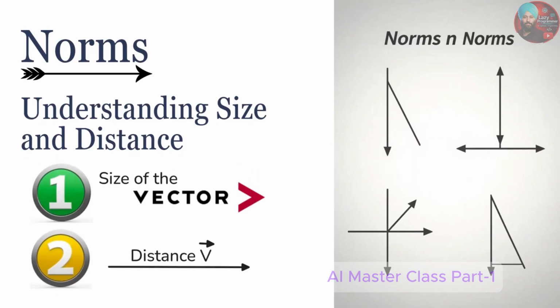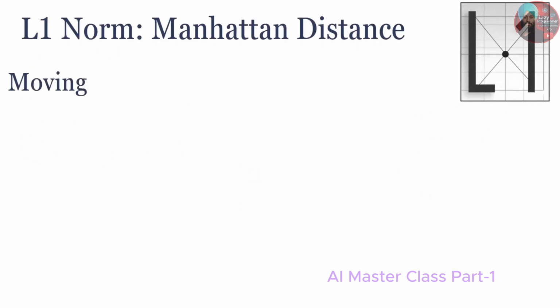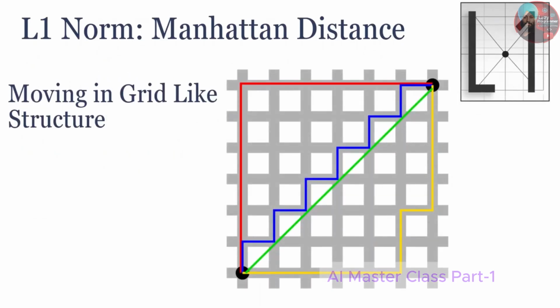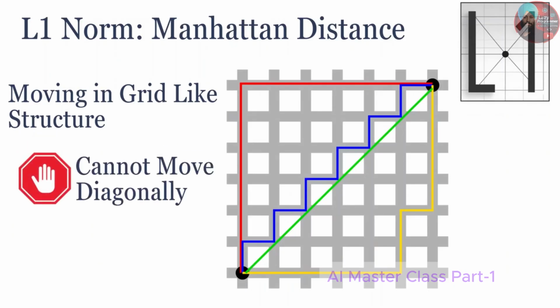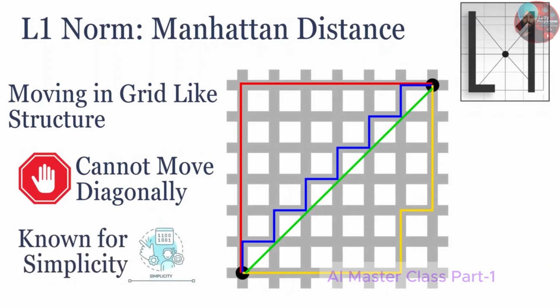Let us start with the L1 norm. The L1 norm is also called Manhattan distance. Here, think of moving inside a city with grid-like roads. You can't move diagonally, you have to go street by street. So you add up how much you have moved in each particular direction. That is exactly what the L1 norm does. It measures distance by adding absolute differences. Due to this, L1 norms are known for simplicity. And in machine learning, when we use L1-based regularization, it pushes some values to become exactly zero. Regularization is a technique used to prevent models from becoming too complex.